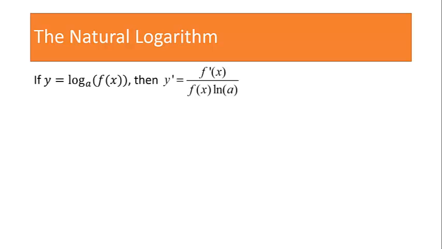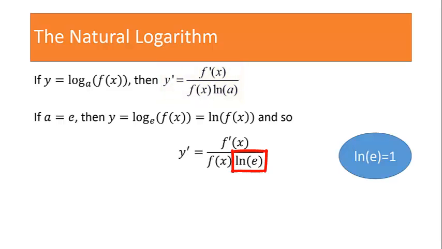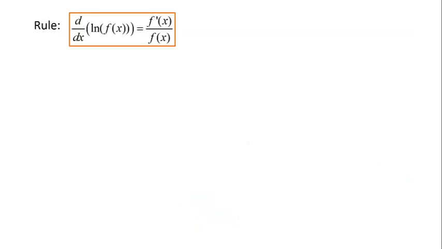Here, again, is our general formula. Let's see what our rule becomes in the special case of the natural log. If the base a equals e, then our logarithmic function is the natural log of f of x. And so, y prime will equal f prime divided by f times the natural log of e. Recall that the natural log of e is just 1, and so we have y prime equals f prime divided by f. So our rule states that the derivative of the natural log of a function is the derivative of that function divided by the function, f prime divided by f.